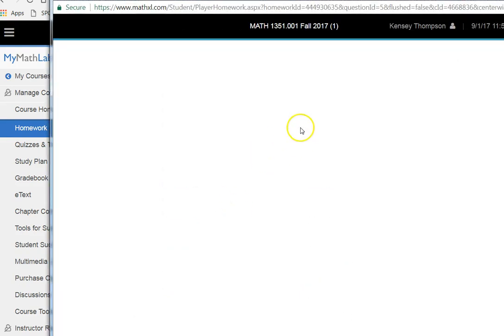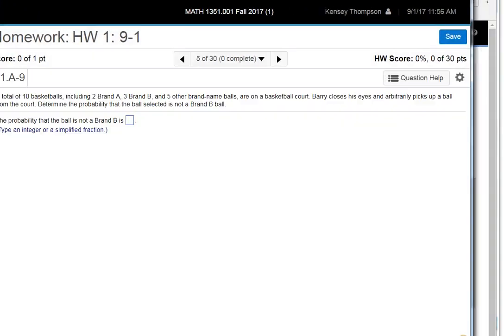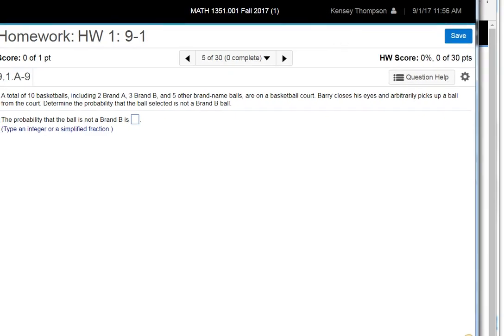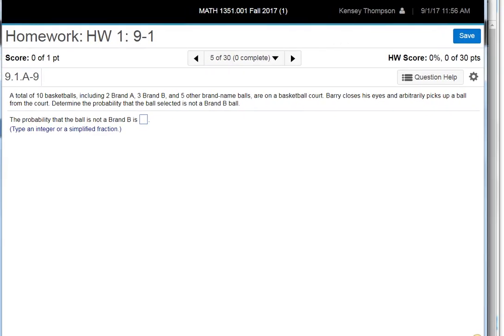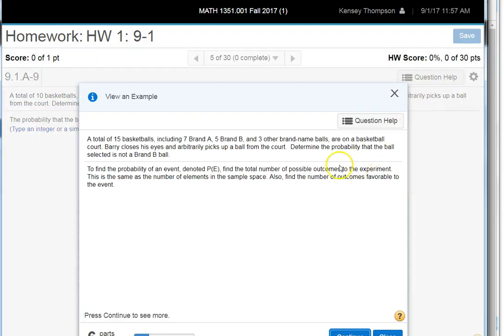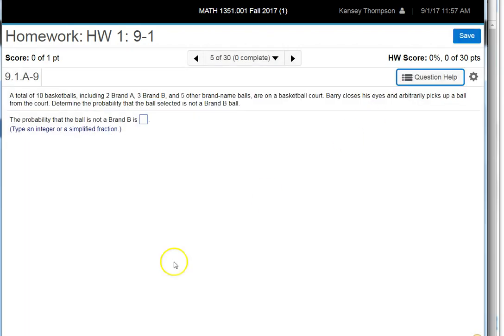As you come to a homework problem, remember when using MyMathLab, there's always question help. The reality is we are trying to cover K through 8 math, and it's impossible for me to do one of every type of example. That's why on MyMathLab, if you come to a problem and you're not sure about it, you can come up here to question help and view an example like the problem that's in the homework, and it'll take it through step by step for you.